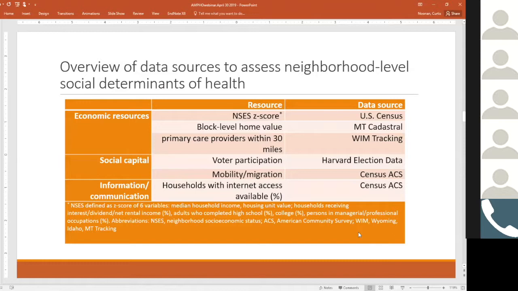And so one is, how do we best understand the economic resources available to neighborhoods or communities or counties? We could use something referred to as the neighborhood socioeconomic status score, which can be derived from the U.S. Census using several different data that are available through the U.S. Census. You could also use something called the Montana Cadastral, and I'm going to flip to that website in a second just to show you how those data work. Or maybe we could also use primary care providers within 30 miles.